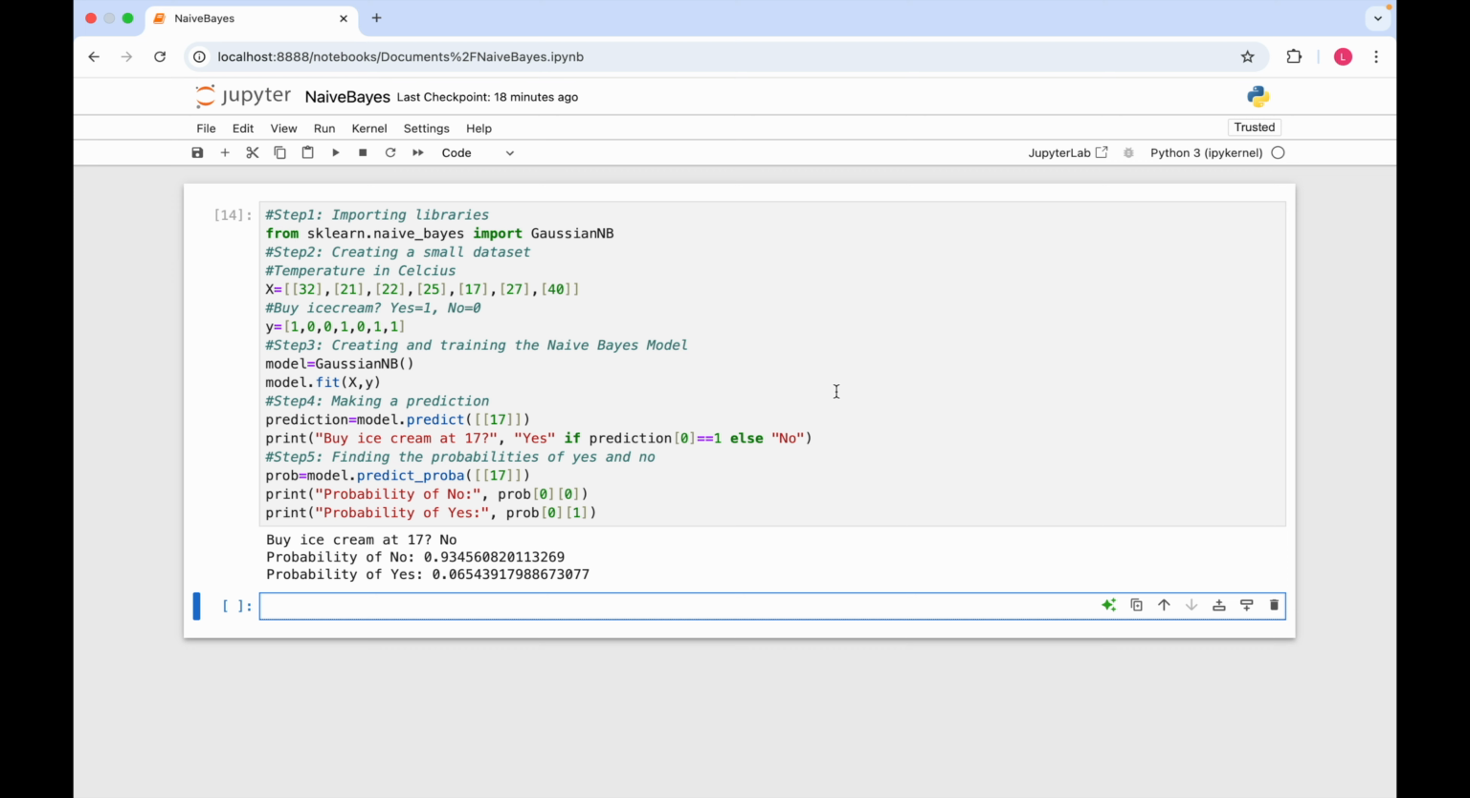So this is how we use the naive Bayes algorithm in Python.